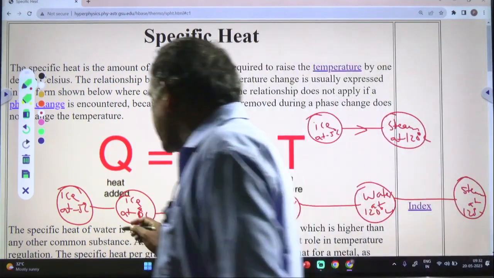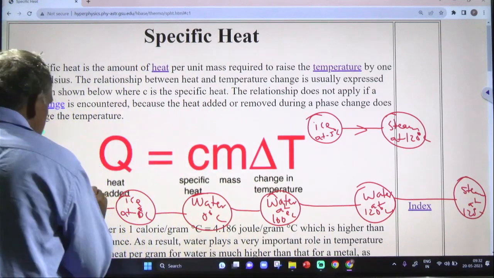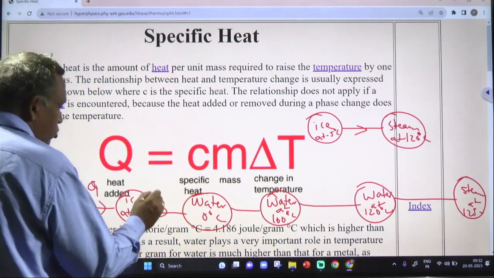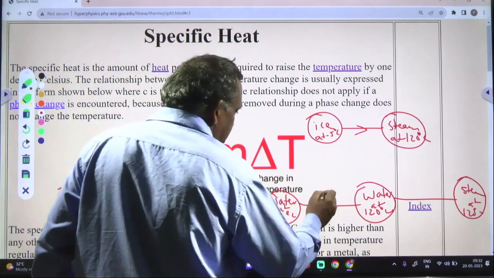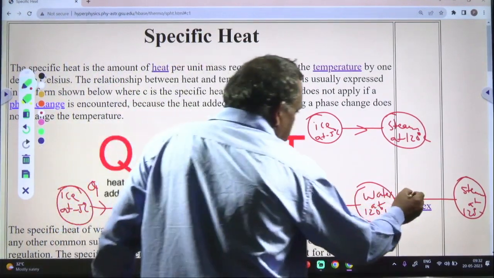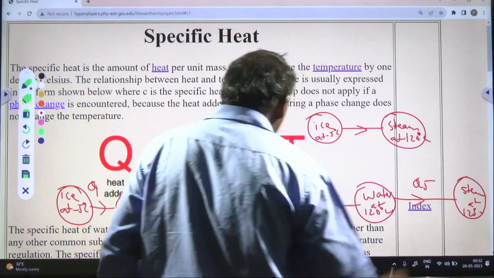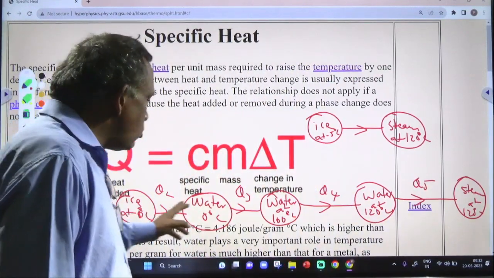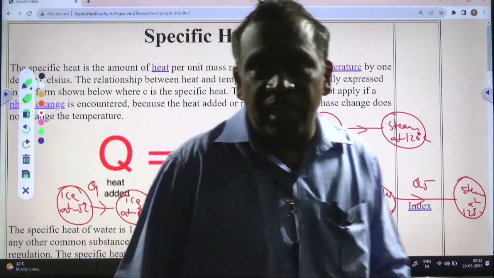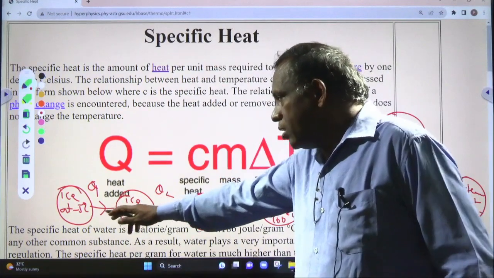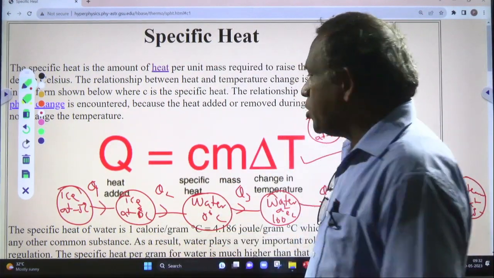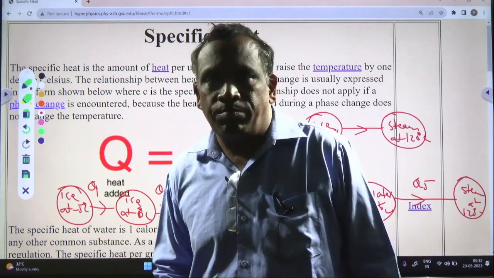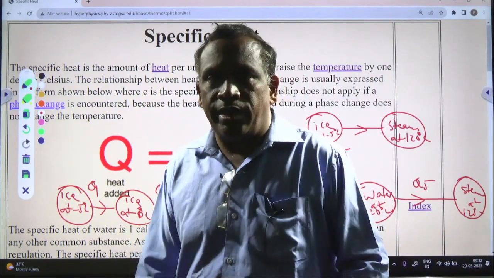Let us take this as Q1, this is Q2 and this is Q3. In all cases, a certain amount of heat is required. If you observe carefully, when there is no change in the state, there is only change in temperature, and we have to use this formula: Q is equal to Cm delta T.